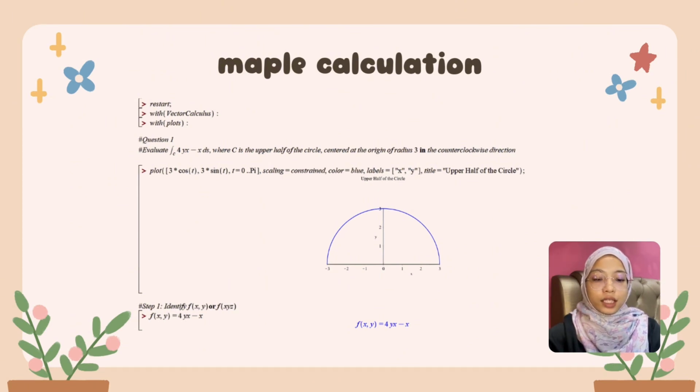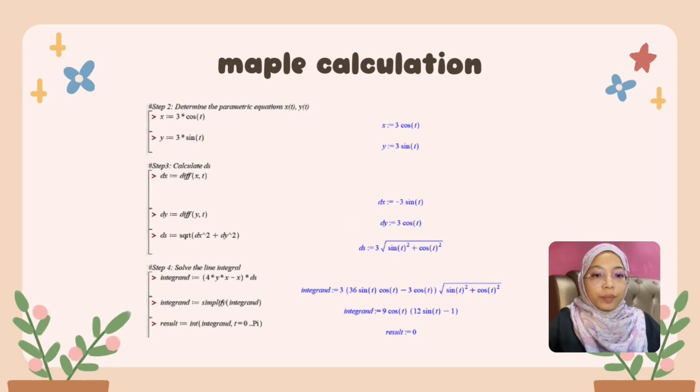Then I insert the function command: f of x y equals 4yx minus x. And the output that I get is f of x y equals 4yx minus x. I insert the parametric equation command: x equals 3 cos t, y equals 3 sin t, and I get the output for x is 3 cos t and y is 3 sin t.